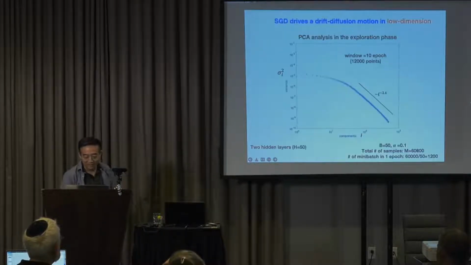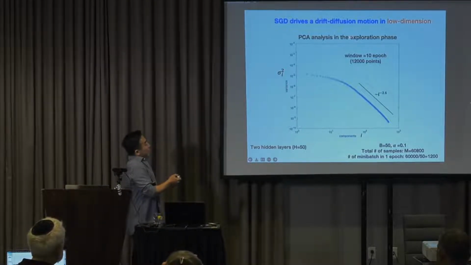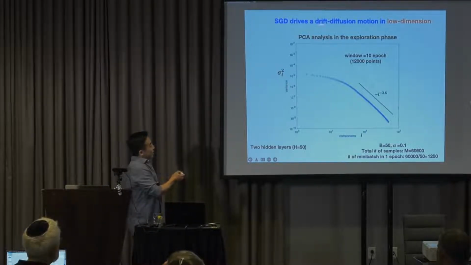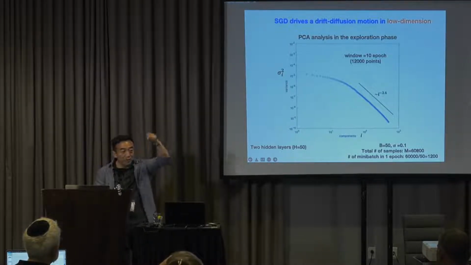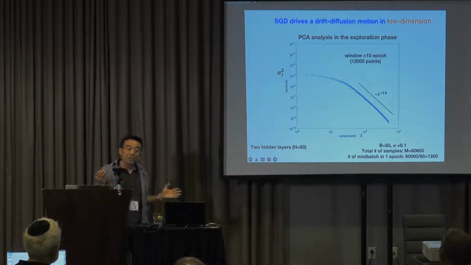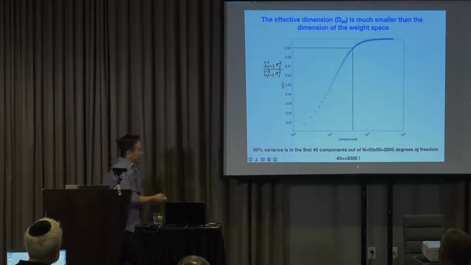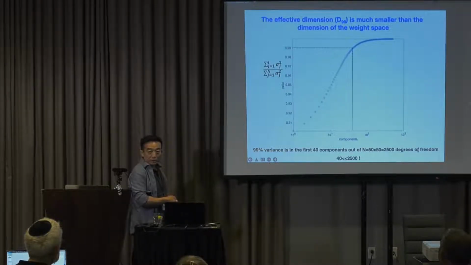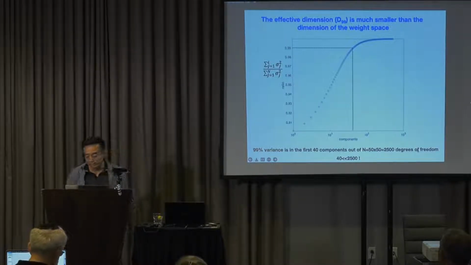The first point is that it is actually drift diffusion in low dimension, based on very simple PC analysis. You look at the dynamics of the weights moving in a very high-dimensional space. You look at the fluctuation, and you do PC analysis. Pretty quickly, you see that most of the variation happens in the top 40 dimensions among all the 2,500 dimensions, right? That's a very clear signature that most of the search dynamics happen in a low-dimensional space.